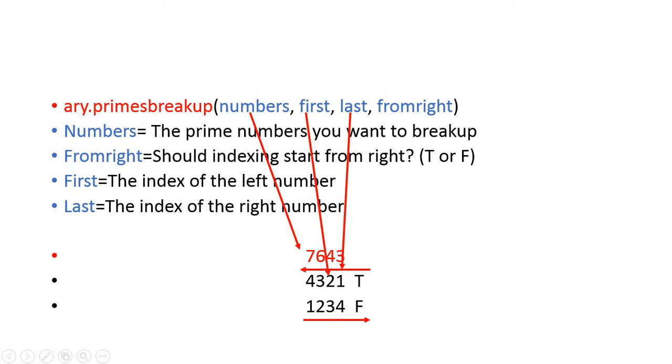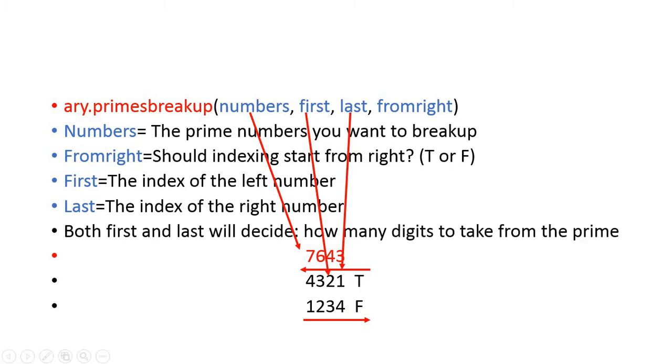And if you have typed this from right is equal to false, then you will have to consider these indexes, and instead of 2 and 1, you will have to consider this first as 3 and this last as 4. So 3 is the index of 4 and 4 is the index of 3. So it will again pick this 43 out of this prime number.